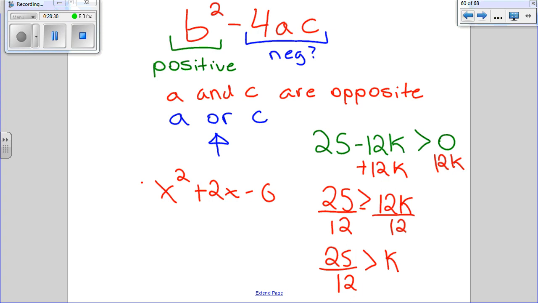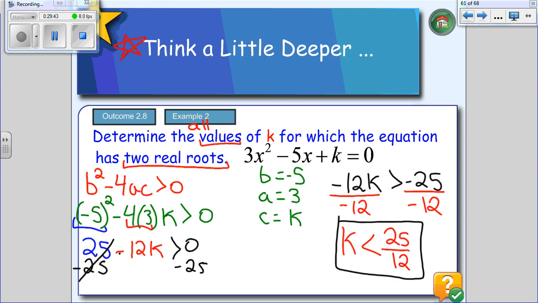This value that you've calculated is 25 over 12. It's kind of like a breaking point. As long as k is less than that number, you're always going to have a positive solution. What do you think is going to happen when k actually equals 25 over 12? Yeah, somebody said it. Who said it? That's your exact moment it will give you 0 as a discriminant.